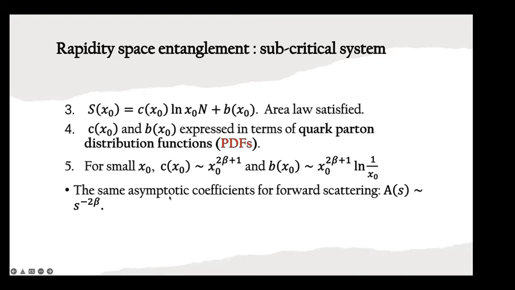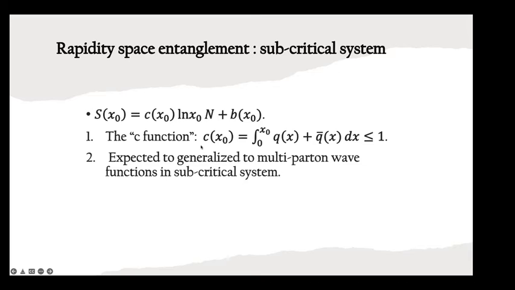And these are the same asymptotic coefficients also for the forward scattering amplitude. Therefore, you can see this entanglement, of course, includes some key asymptotic behaviors, the same that you observed in the forward scatterings. And furthermore, we found that it is interesting to look at the coefficient of the log term. The log term resembles the standard C function, the entanglement C function.